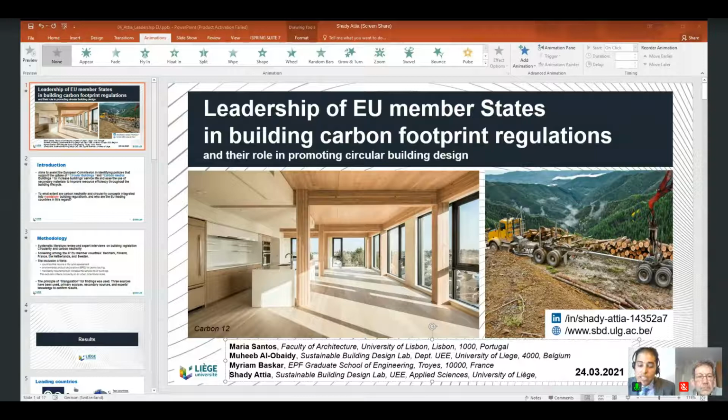Definitely, this is an initial study, and it will be going on in the context of a PhD work of Mr. Muheeb Al-Obaidy. Well, what was the methodology that was used in this work? We followed a systematic literature review and expert interviews on building legislation with focus always on keywords circularity and carbon neutrality. And we had a screening of 27 member state regulations.